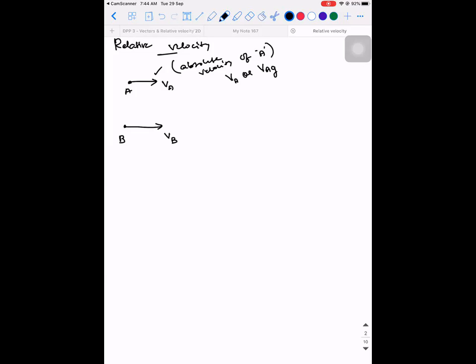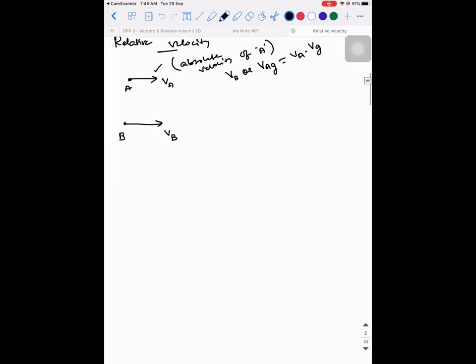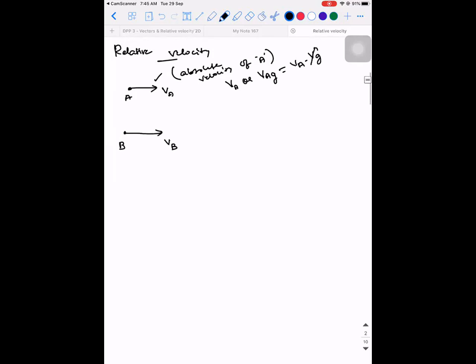Ground. Here, G refers to ground. So, if I write VAG, then the formula is VA minus VG. In general, the velocity of the ground is taken to be 0. That is the reason why we write VA or VAG, which is the same. That is what absolute velocity of A means.